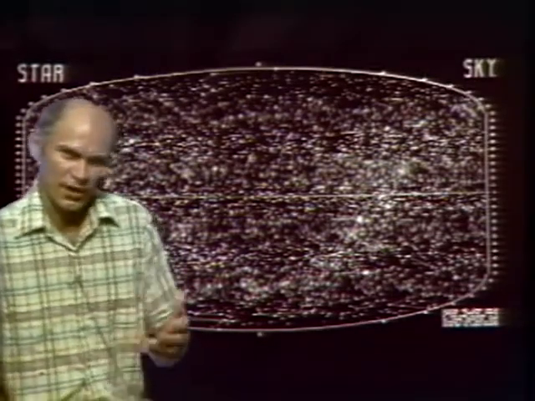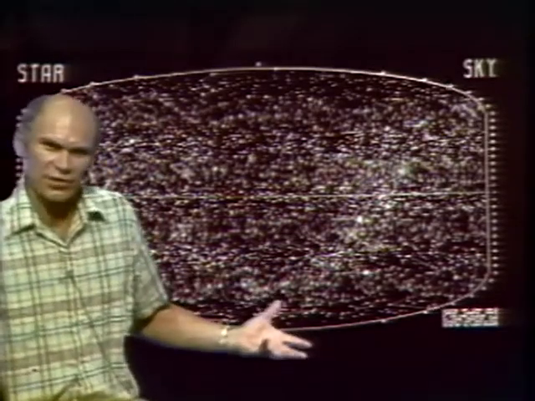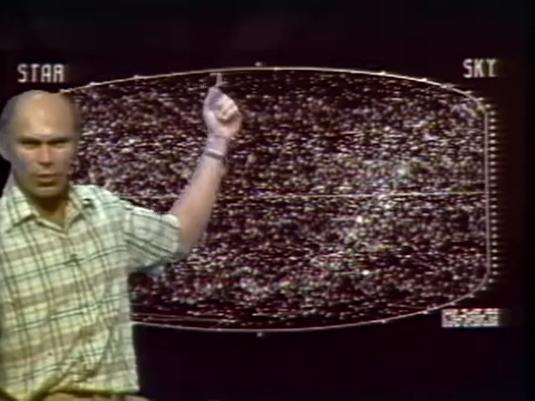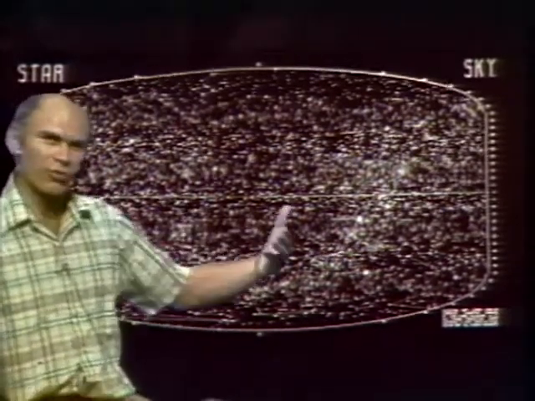Here are the stars this month. Now, this is a representation of the celestial sphere. The sky appears as a sphere because we're on a spherical Earth. Here's the North Pole, the South Pole, and the celestial equator right through the middle of the map.